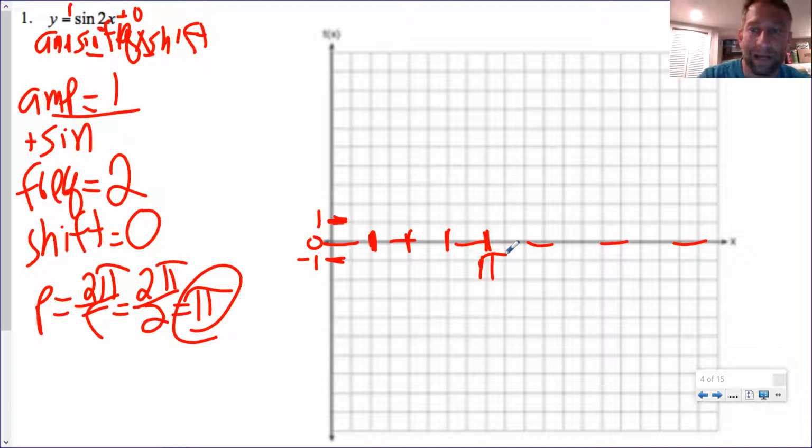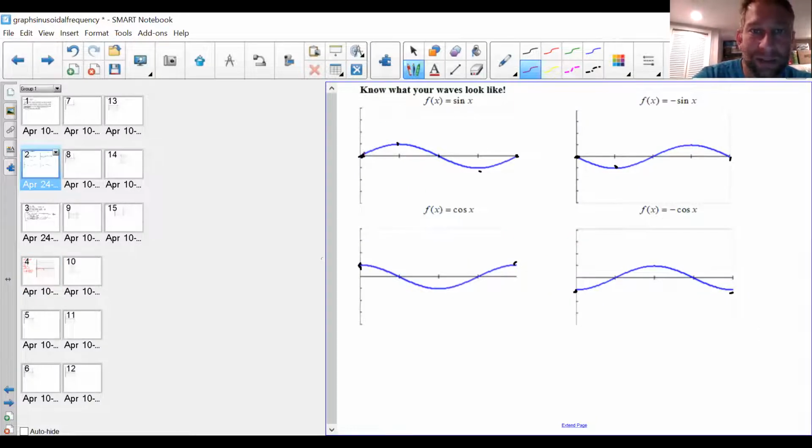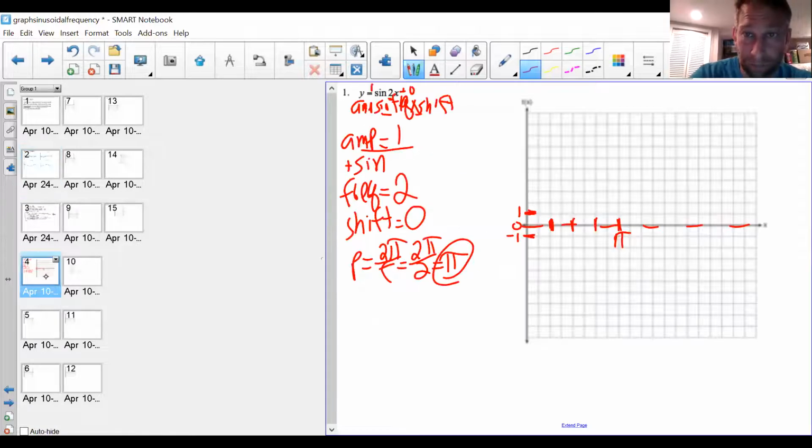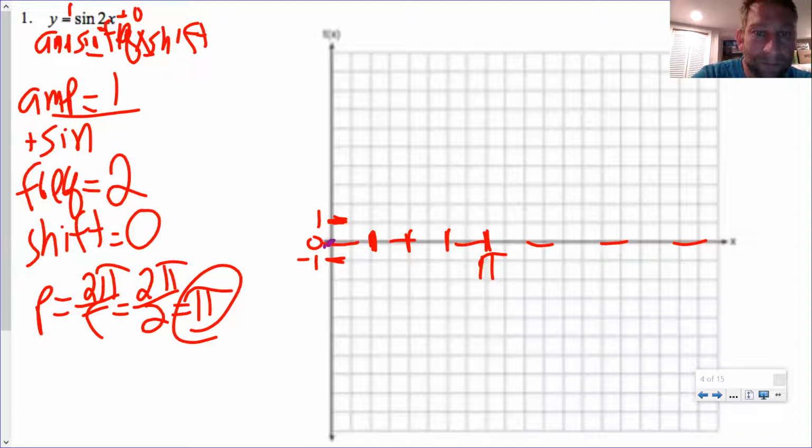Now that I have that, I'm going to look at my wave. It's a positive sine. So positive sine starts at the midline, then goes up. So I'm going to start at the midline, then go up, midline, down, midline. And there it is.